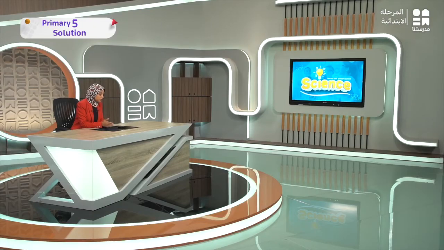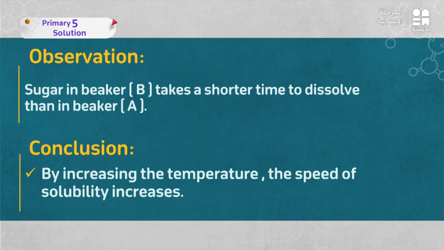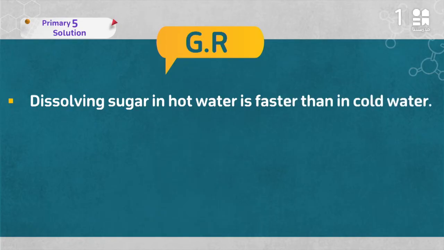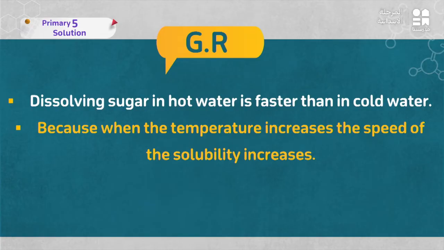طيب نقدر نعمل conclude إيه بقى من هنا؟ Our conclusion that by increasing the temperature، كل ما temperature يزيد the speed of the solubility increases. Okay. طيب. Give reason now. Dissolving sugar in hot water is faster than in cold water. ليه في hot water أسرع من cold water؟ Because when the temperature increases, the speed of the solubility increases. That's it. طيب احنا كده خلصنا factor number 2.